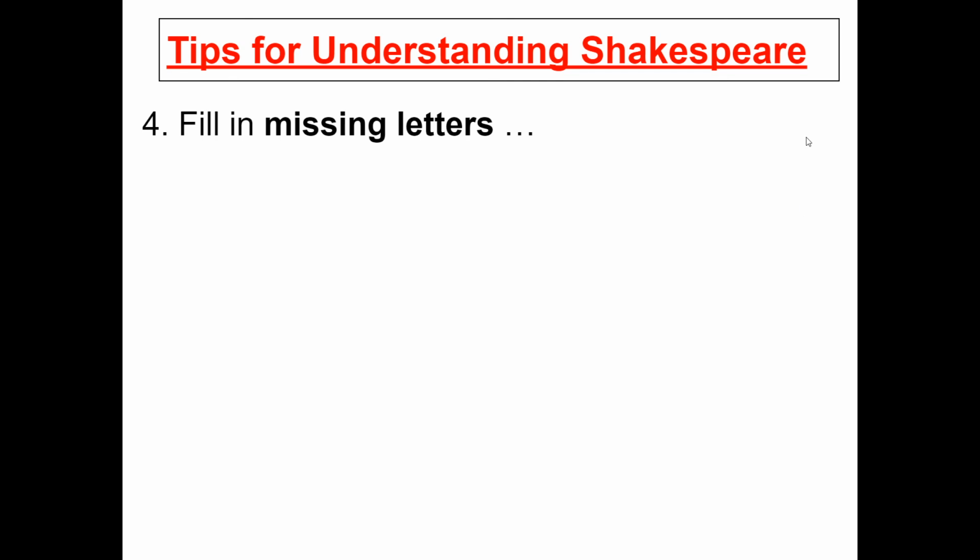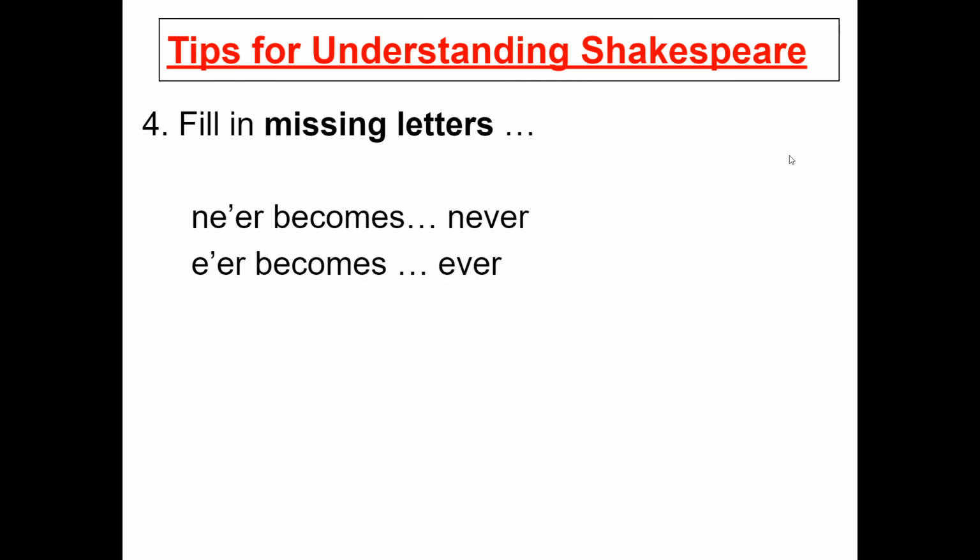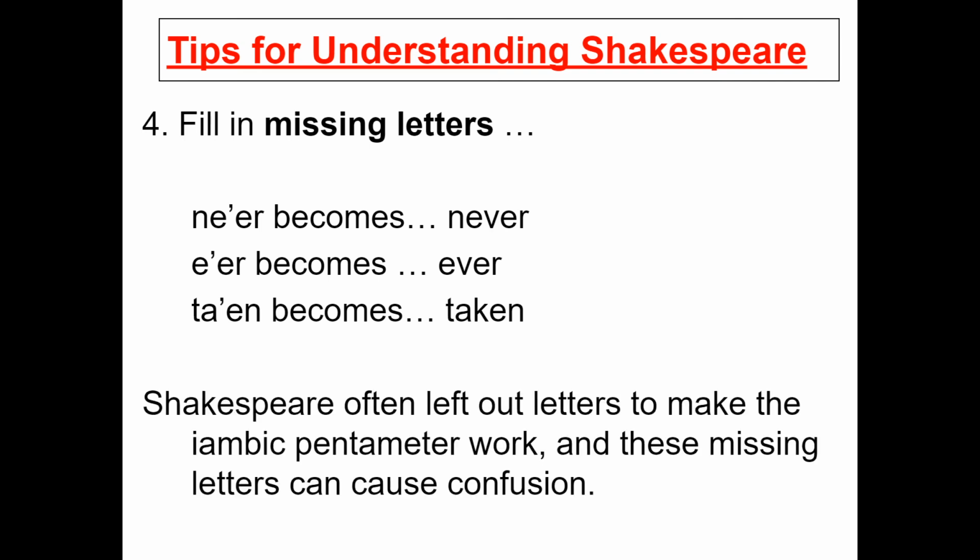Number 4, fill in the missing letters. Now, when you have to have 10 syllables, you have to take some literary license for figuring out how you're going to come up with 10 syllables. So ne'er becomes never. We just mentally replace the missing V. E'er becomes ever. Ta'en becomes taken, and so on and so on. Shakespeare had to play around with letters to make the iambic pentameter work, and these missing letters can cause confusion. But again, once you read a little bit more of it, you become more familiar with it, and it becomes easier and easier. Okay?